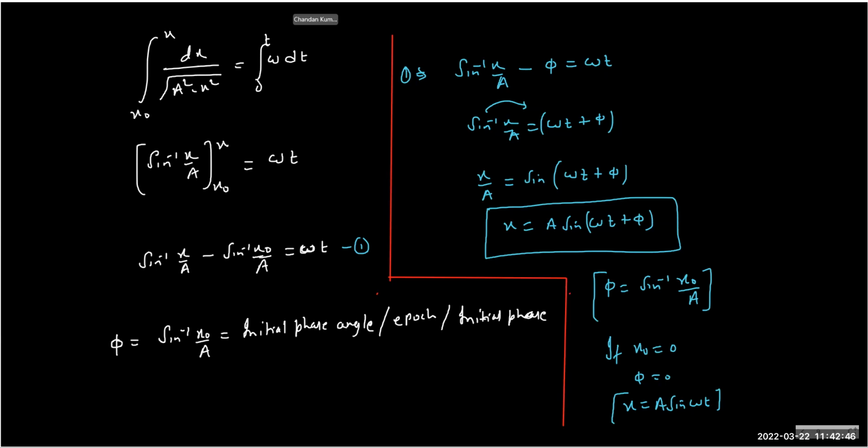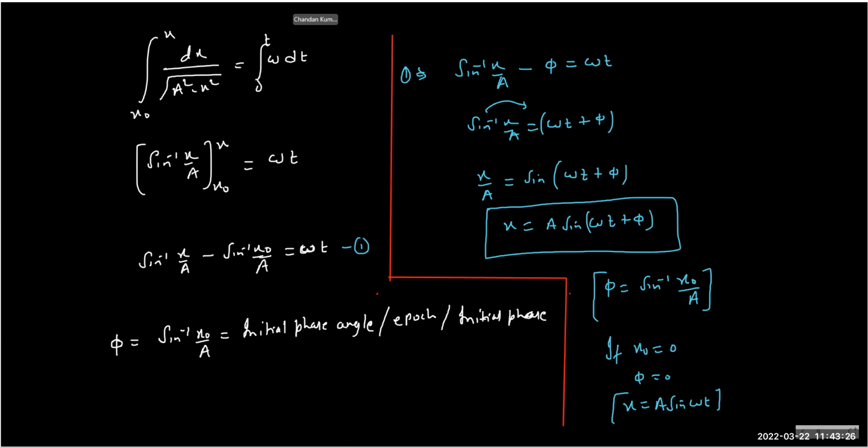Now for the new observer, the one who entered after 5 minutes, your initial position has changed. It's x naught now. It was the origin in the very beginning, but when you entered, you saw it at x naught. So for you, the phi will depend on where you saw the performer on the stage. So it depends on who is observing and where that observer observes the particle at t equals 0, and that's how we relate the phi.